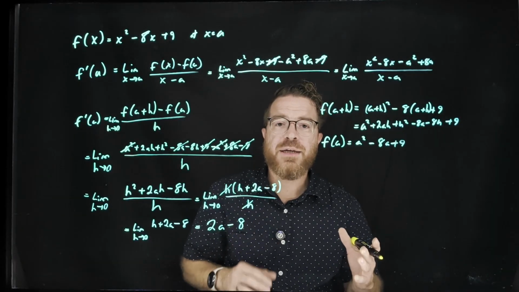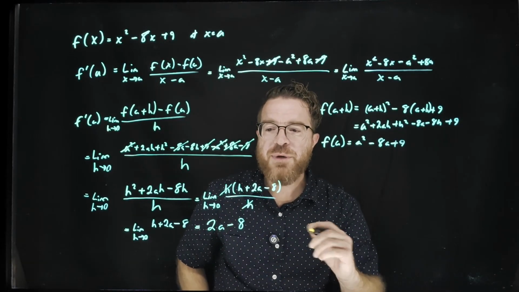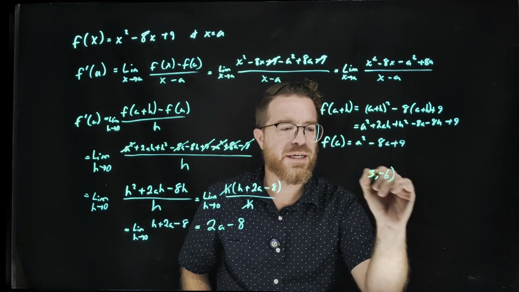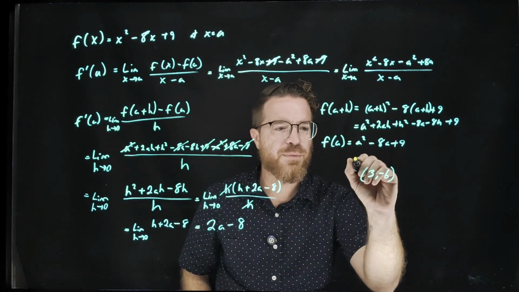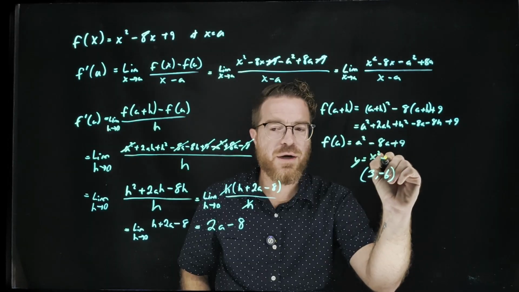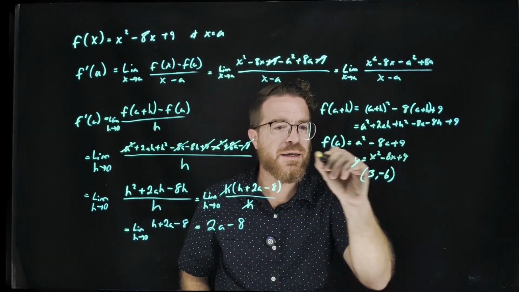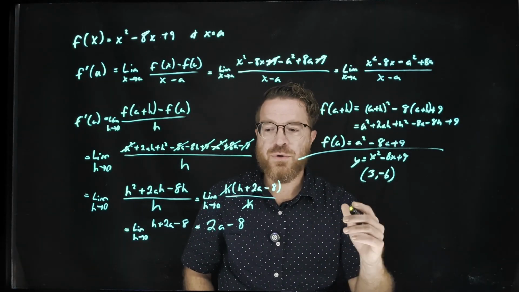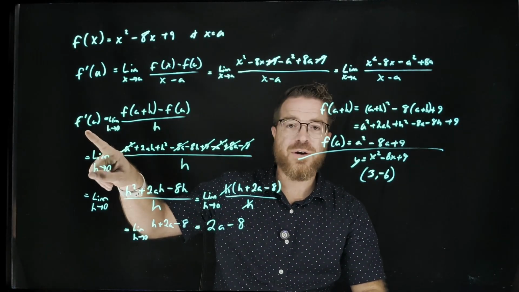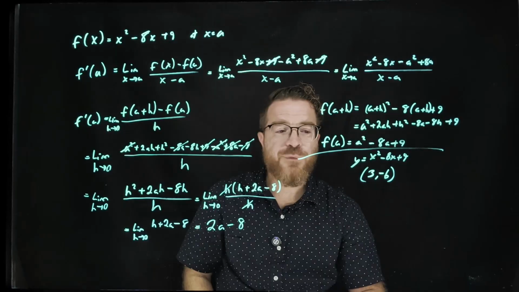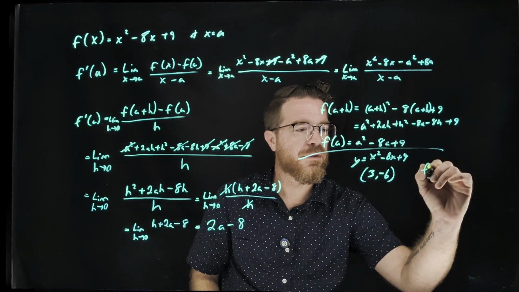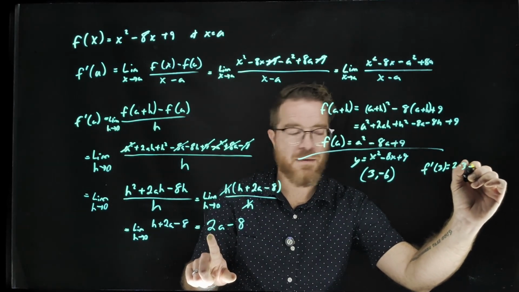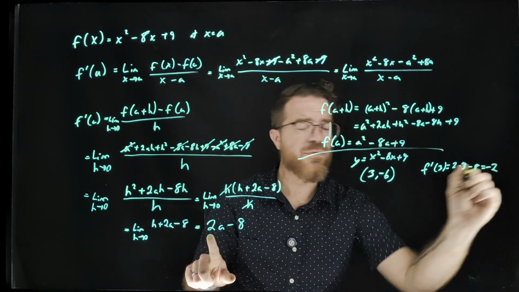So let's find the tangent line using this, and we're going to be going through the point 3, negative 6. So we want the tangent line to the formula y equals x squared minus 8x plus 9, going through the point 3, negative 6. So if we were to look at our f prime of a, that's our slope, that's our derivative at that point. If we were to plug in 3 into this, f prime of 3, this would be 2 times 3 minus 8. So 6 minus 8 gives us a slope of negative 2.